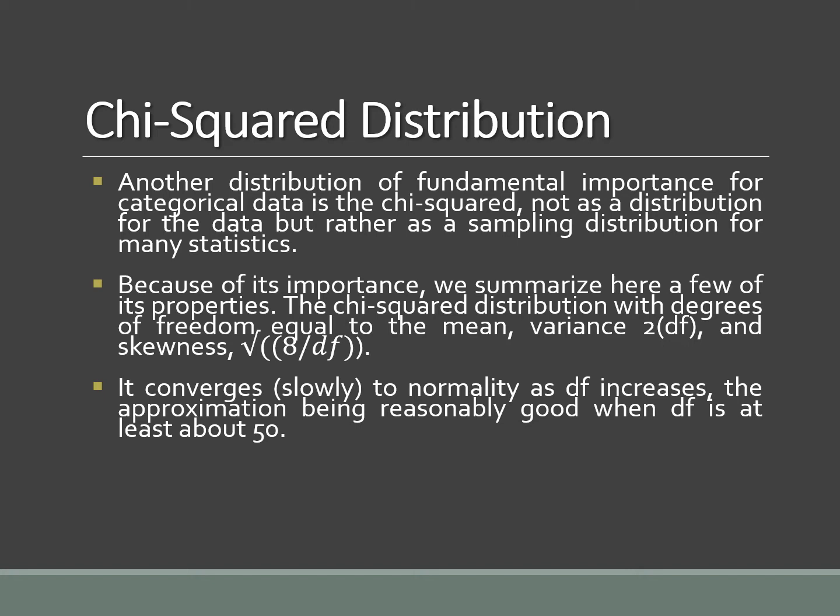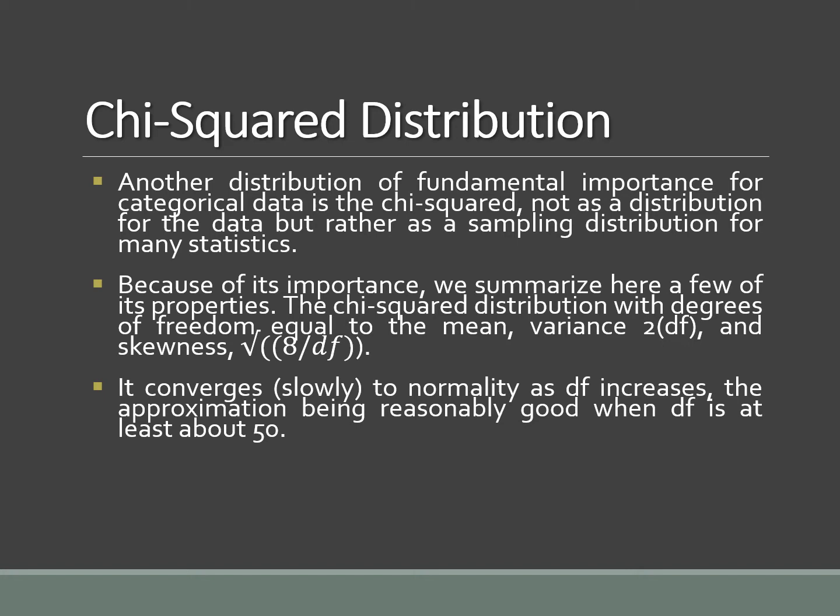First, the chi-square distribution has a mean equal to the degrees of freedom, a variance equal to 2 times the degrees of freedom, and its skewness is equal to the square root of 8 divided by the degrees of freedom. So the mean is equal to the degrees of freedom, the variance is equal to 2 times the degrees of freedom, and the skewness is equal to the square root of 8 over the degrees of freedom.